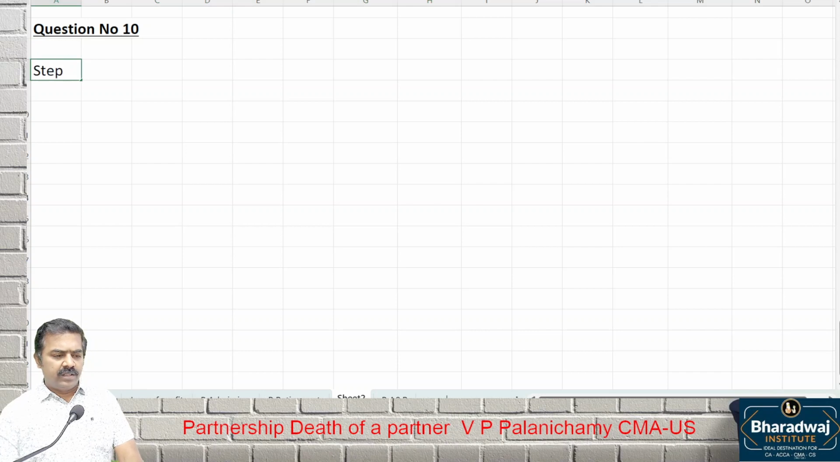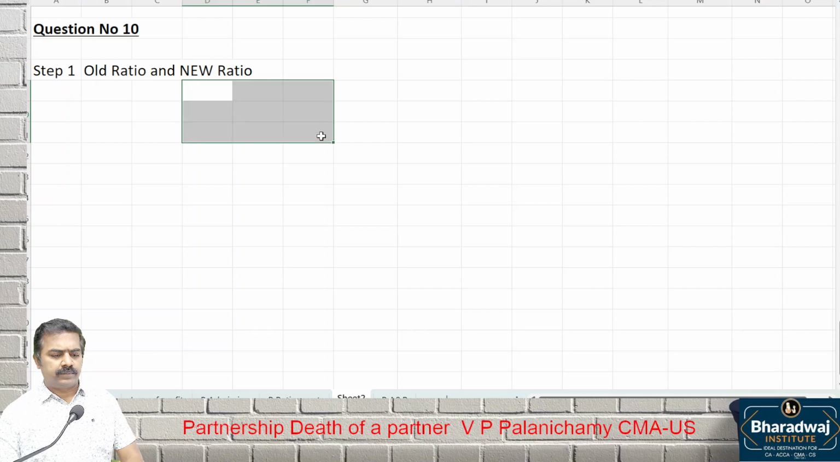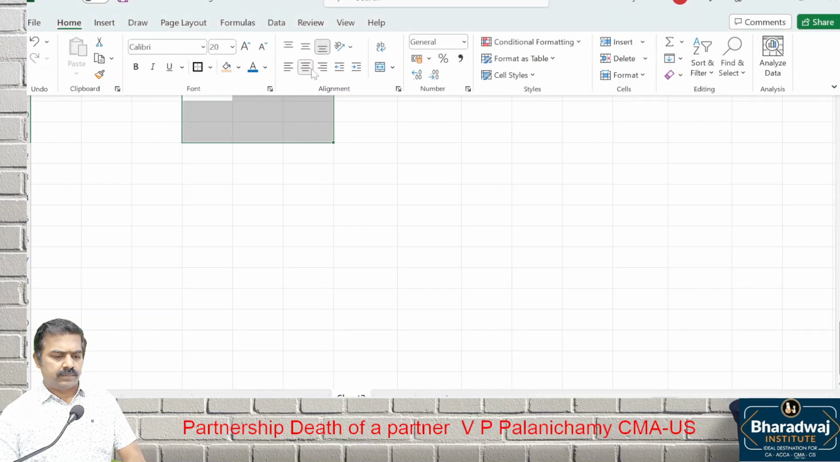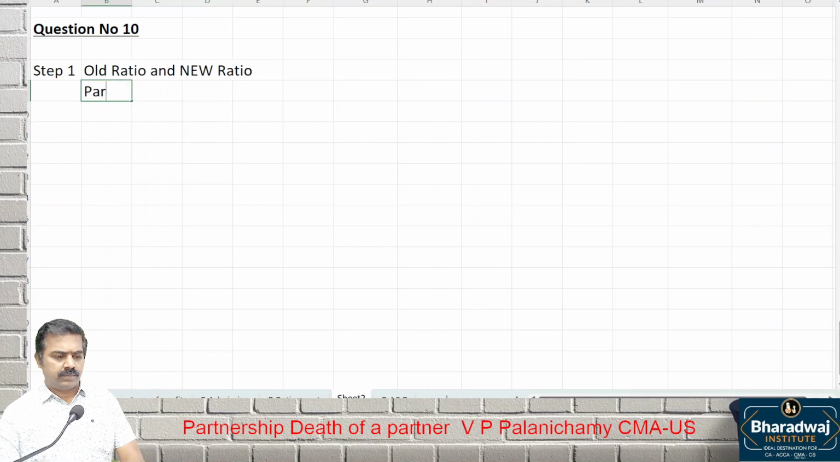Please do it along with me. Step 1. Old ratio and new ratio. Who are the partners? What is the old ratio? 5:3:2. New ratio. If nothing is given, this 5:3 will continue.